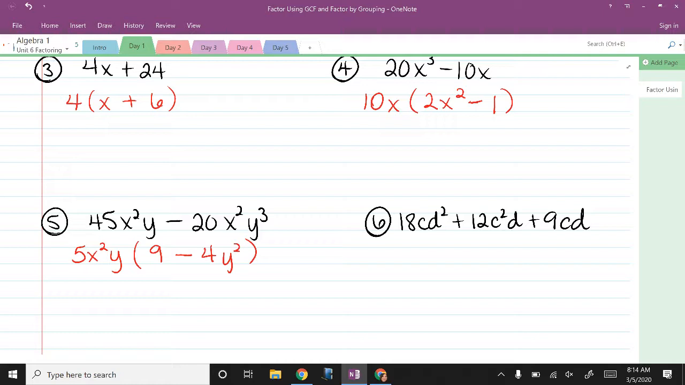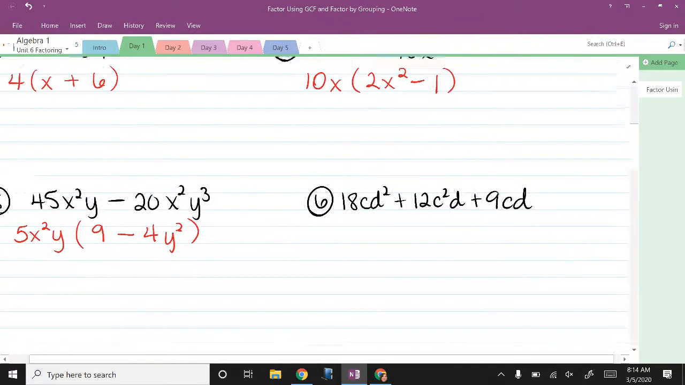Okay? And then we can check it. It's 5x squared y times 9, 45x squared y. Yep. And is 5x squared y times negative 4y squared negative 20x squared y to the third? Yep. You add those y's and multiply the numbers.